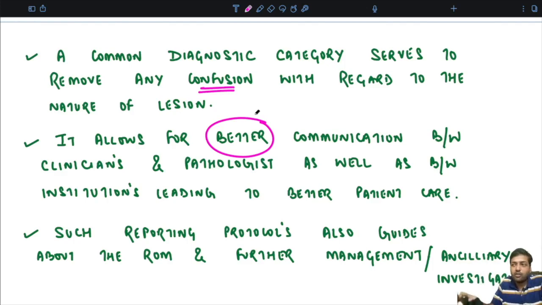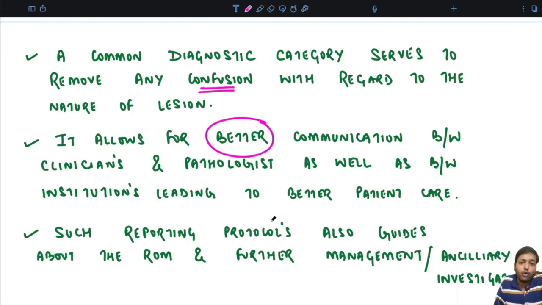So when the other institutions see my report, they get a clear-cut idea of what I am dealing with, why the patient was referred, and what I have to do. So any standard cytology reporting protocol allows for better communication between the clinician and the pathologist, as well as between the institutions, leading to better patient care.